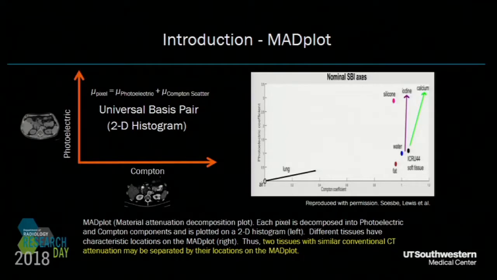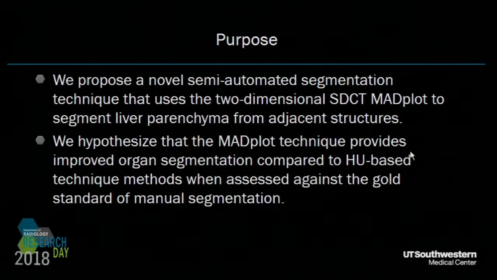So this is kind of what a MADplot looks like. This is an illustration of the MADplot. On the x-axis, you have the Compton effect. On the y-axis, the photoelectric effect. And this is where typical compounds that you find in clinical imaging would be located on this axis. So with lung and then contrast, such as iodine, calcium, and then soft tissue kind of in this area. So what we propose is that using this MADplot technique that takes advantage of spectral detector CT, we can separate liver parenchyma from adjacent structures. And we hypothesize that our method will be superior to Hounsfield unit-based techniques when they are assessed against the gold standard of manual segmentation.